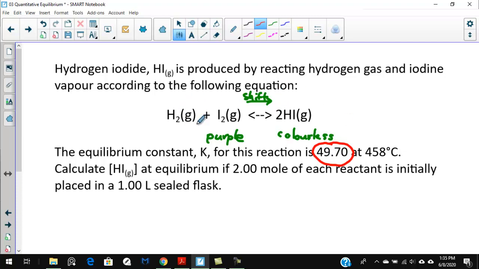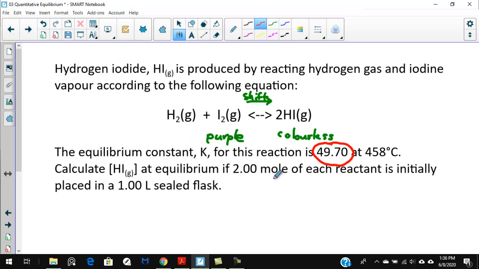Almost all of the reactants should be turned into products when this thing reaches a balance point. And that's given by this large K value. If the K value had been small, then we would have expected the equation to remain purple, because a small K value means you have mostly reactants left at equilibrium. Anyway, let's have a look at this.